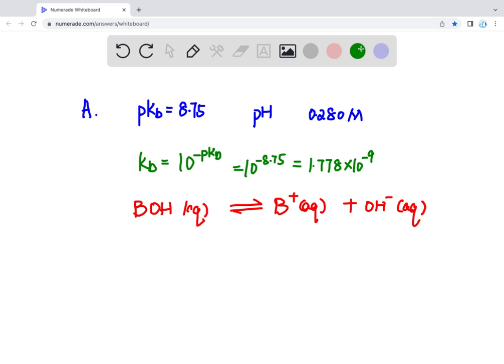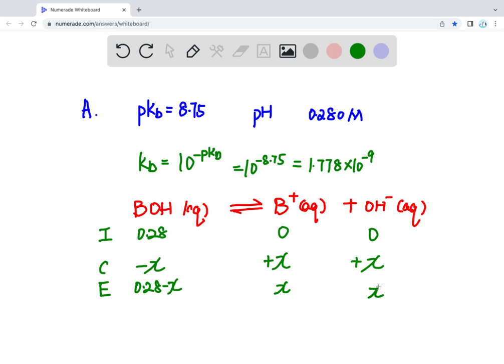So we can start making an ICE table here. Initially you have about 0.28 moles of the pyridine, and there's no cation and no OH minus. That will change. Let's say X moles of the pyridine dissociates. That will generate X moles of cation and X moles of OH minus. So in the end, you have 0.28 minus X and X here.